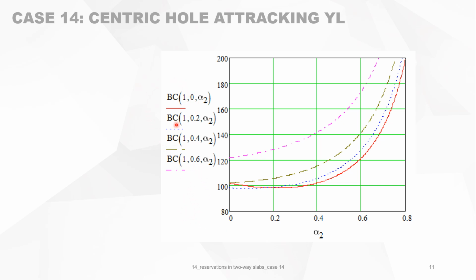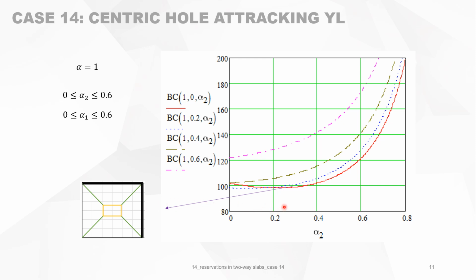Let's look at it for a square slab. So alpha is 1, and we look in function of alpha 2, which is the largest size, or the horizontal size, in fact, of the reservation, and we vary alpha 1 from 0 to 0.6. Doing that, you see again this phenomenon, which is interesting for us. We do that because the yield lines must not come too close to the supports. We will have a demonstration just now.